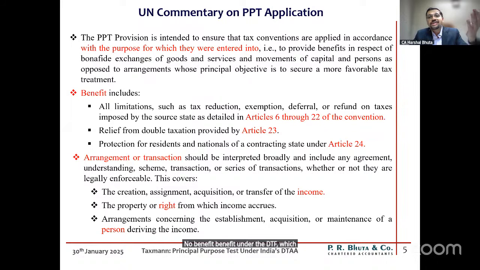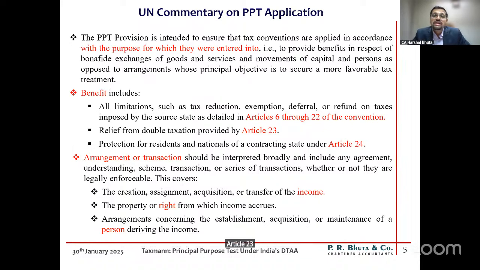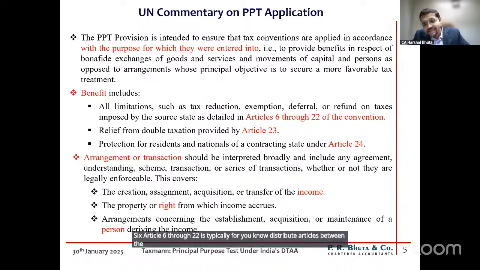Now, benefit under the DTA, which articles? So typically is Article 6 through 22, which are distributive articles, where tax may be reduced, tax may be deferred, tax may be exempted in the source state, refund may be obtained from the source state. So that's also there. So for Article 23, when we talk about Article 23 could be, in the case of the resident state, Article 6 through 22 is typically for distributive articles between the resident and source state, but 23 is basically for the resident state.